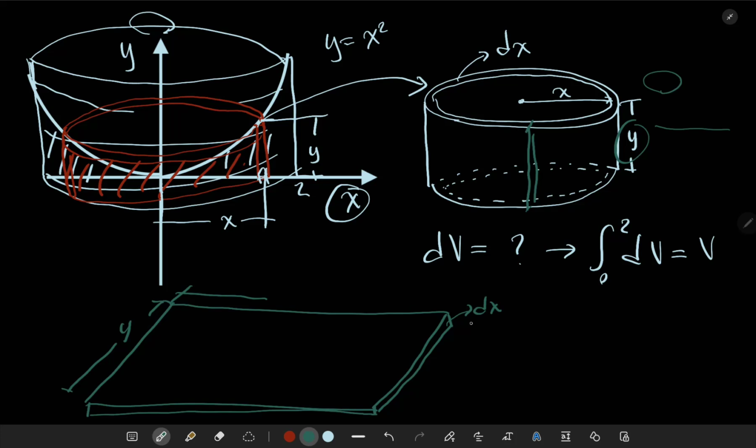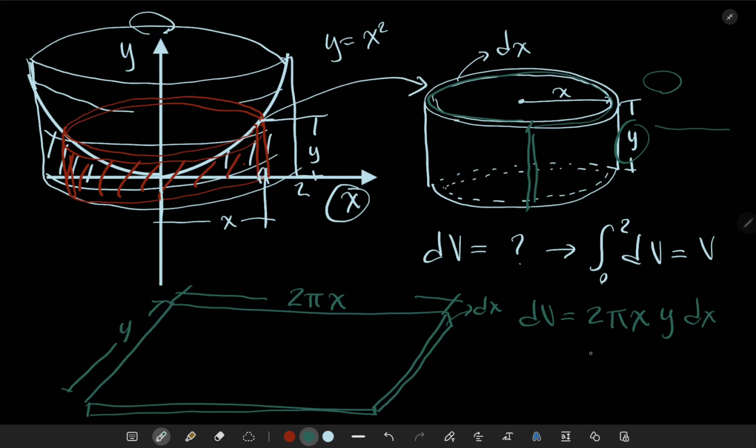And this here, what is it going to be? Well, it's going to be the circumference of this circle. Remember, the circumference, or the perimeter, is 2 pi r. In that case the radius is x, so 2 pi x. So the dV for this thing is going to be 2 pi x times y dx. Well, we have to substitute in. So this is just base, if you will, height times the thickness, 2 pi x y times dx. Just put them all in.